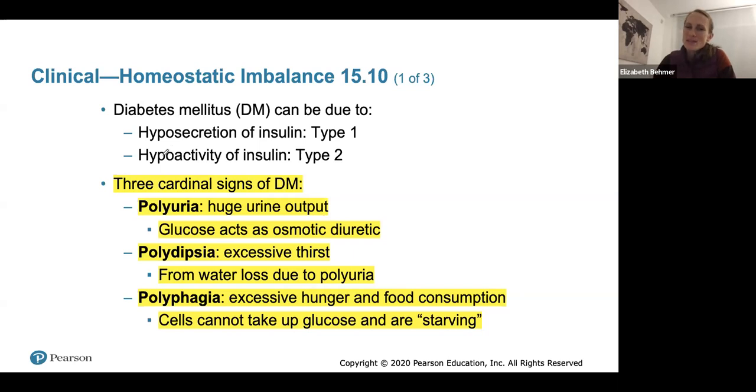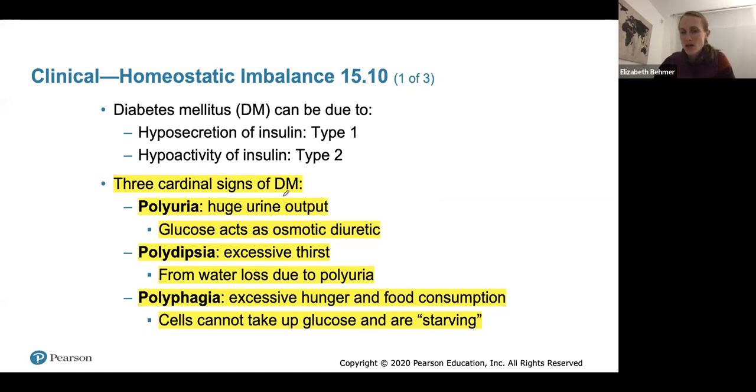Type 2 diabetes is the hypoactivity of insulin. So what type 2 diabetes is, their bodies are creating insulin, but the cells throughout the body are not reacting to that insulin anymore. And type 2 diabetes is often caused by inactivity, obesity, poor health, poor intake of nutrients. So type 2 diabetes is due to hypoactivity of insulin.